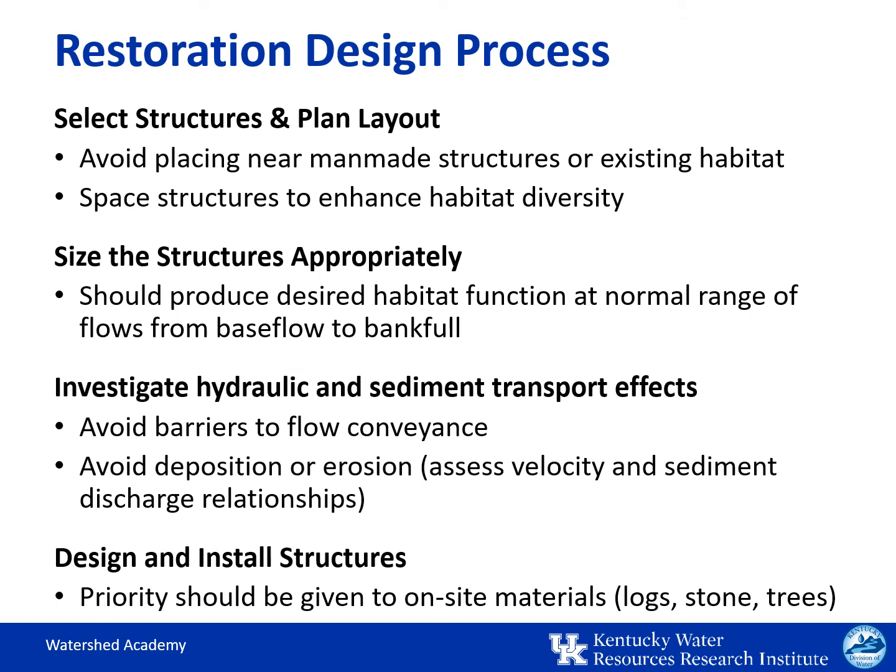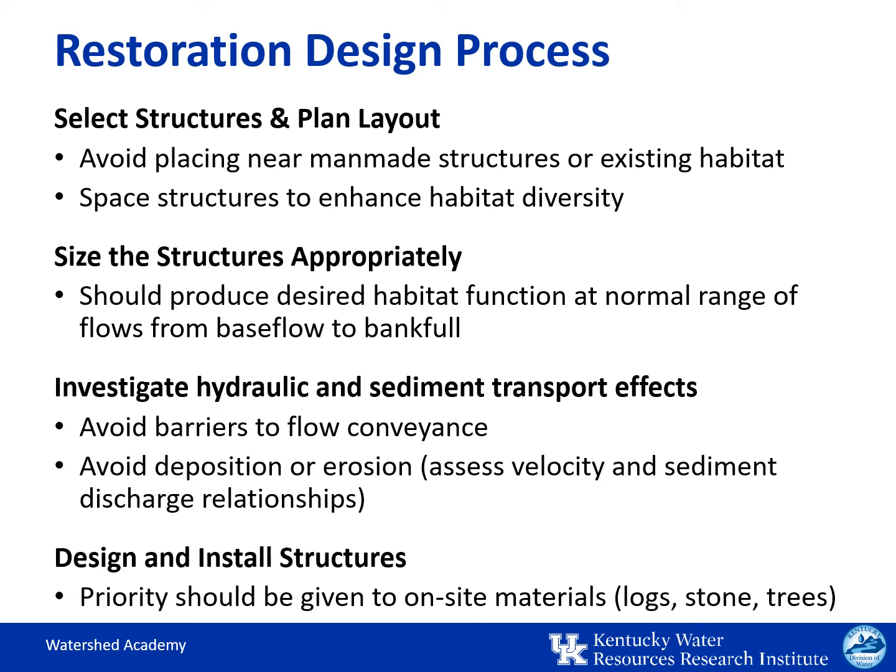The first step is planning the structures and the layout of the stream restoration. Man-made structures and quality existing habitats should be identified, and structures should be spaced so as to best enhance habitat diversity. Secondly, these structures should be sized appropriately in order to accommodate the full range of flows in the stream, from base flow conditions to out-of-bank and bankfull conditions.